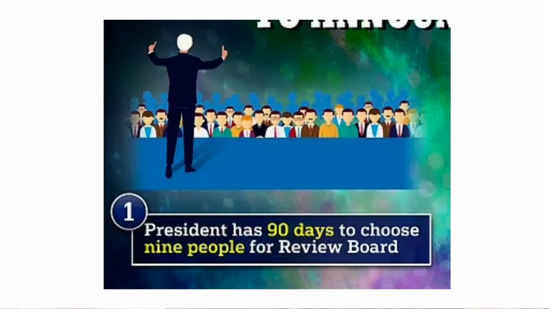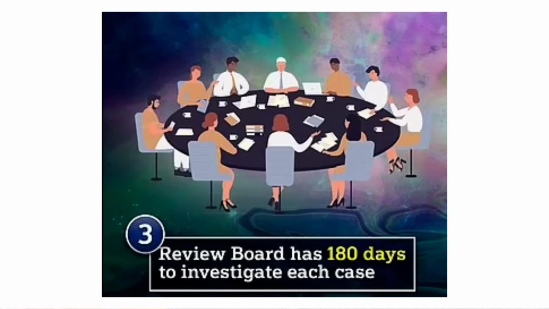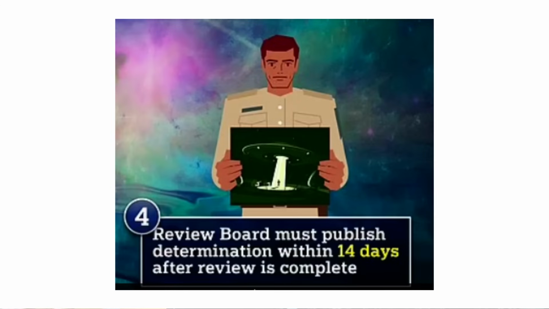This is how it would work. Government's 300-day plan to announce aliens. One, the president has 90 days to choose 9 people for the review board. Two, the government hands over all UAP records to the review board in 300 days. Three, the review board has 180 days to investigate each case. Four, the review board must publish its determination within 14 days after the review is complete.